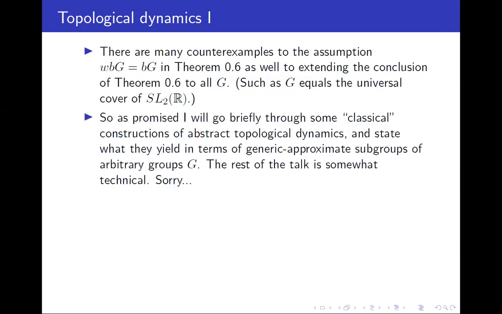As I promised, I've got about 20 minutes left. I'm going to go briefly through some classical constructions of abstract topological dynamics and just state what they yield in terms of generic approximate subgroups of arbitrary groups G. So we want to talk about arbitrary groups G. No more assumption, just any group G, say something meaningful about generic approximate subgroups.